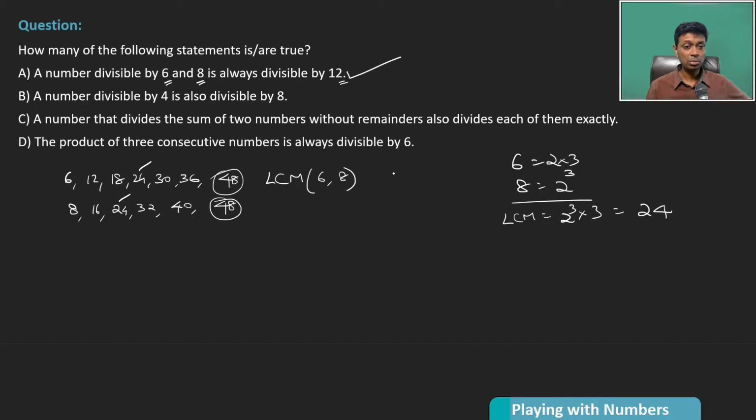A number divisible by 4 is also divisible by 8. This doesn't look like it's true. A number divisible by 4 is a multiple of 4. So 4, 8, 12, 16, 20, 24. Some of these are not multiples of 8. 8 is 4 into 2. So a number should have a 4 and an additional 2 for it to be divisible by 8. A number divisible by 4 is not necessarily divisible by 8. The opposite is true. If a number is divisible by 8, it is definitely divisible by 4. And so this statement is not true.